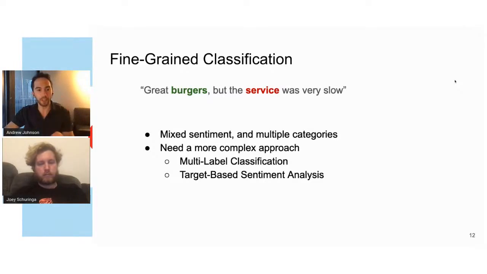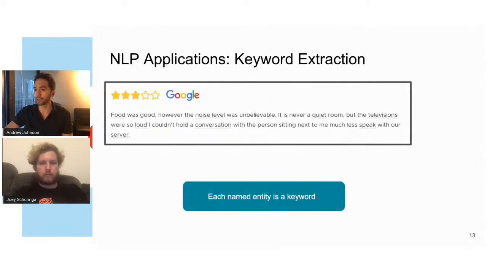So, having introduced you to these three tasks, NER, sentiment analysis, and classification, I wanted to highlight how ReviewTrackers data might be using these tasks. This is an actual review for an actual company. It came in through Google: food was good, et cetera, et cetera.